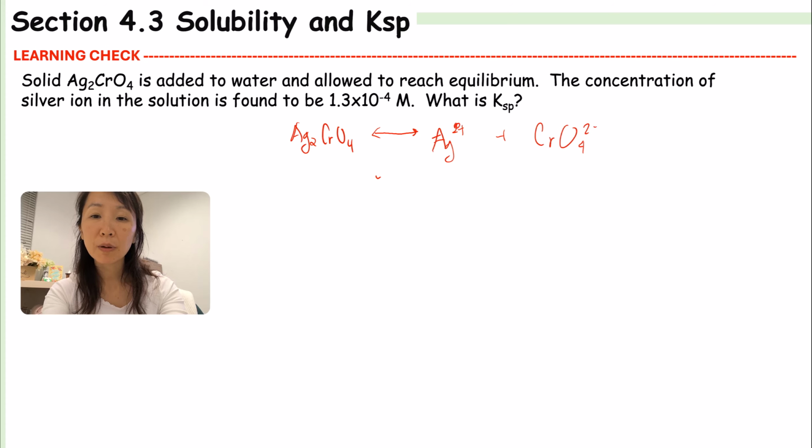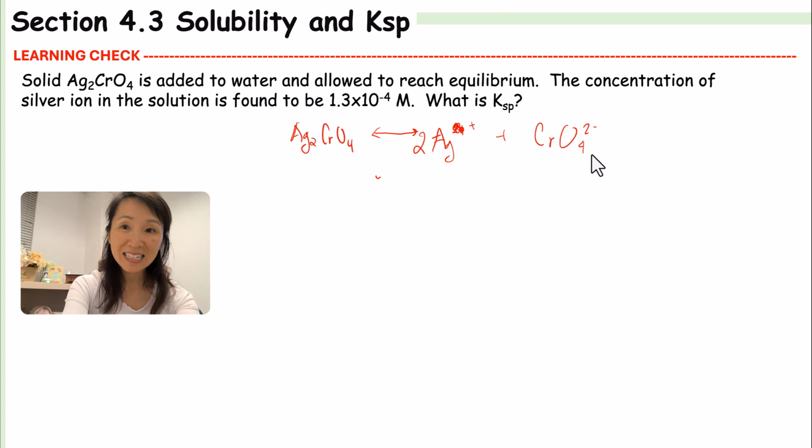Oops, silver is +1 charge. Okay, this is not balanced, so we have to find the coefficient of silver, and in front of the silver should be 2, right? Since there's 2 silver and 1 chromate here, and 2 silver and 1 chromate there. Since we're working with an equilibrium constant, we can bring about an ICE table. That's the ICE table, and that's in molarity.